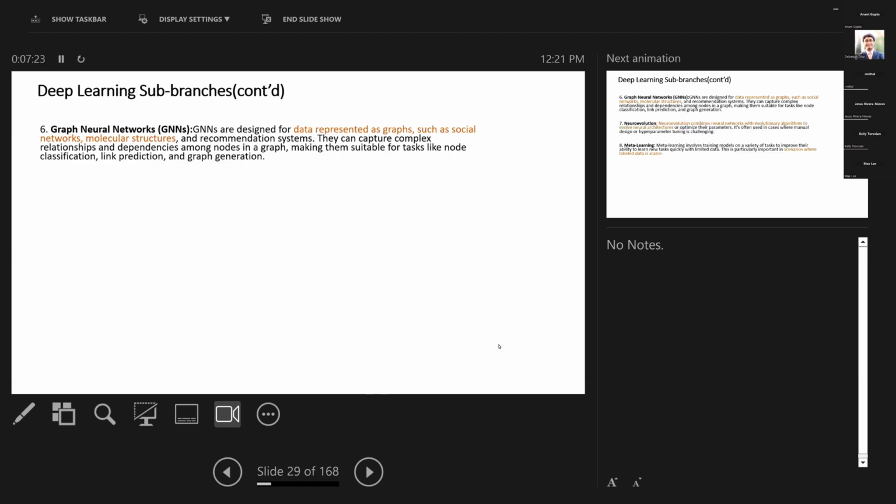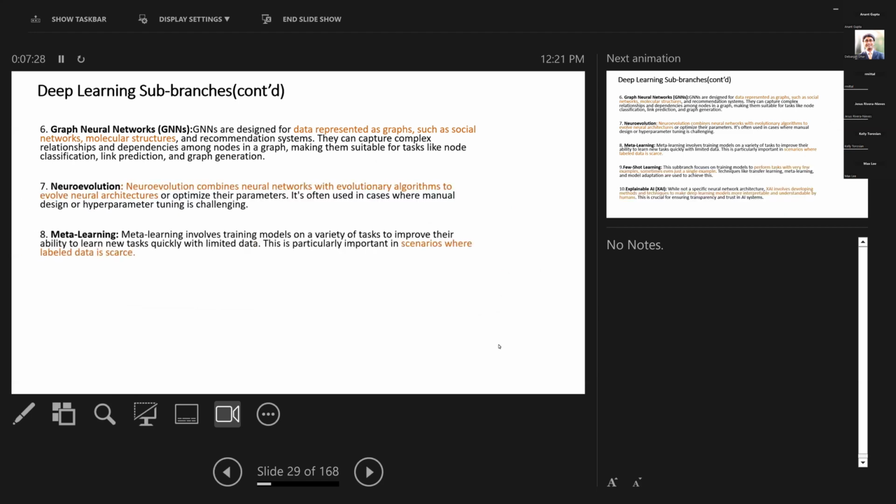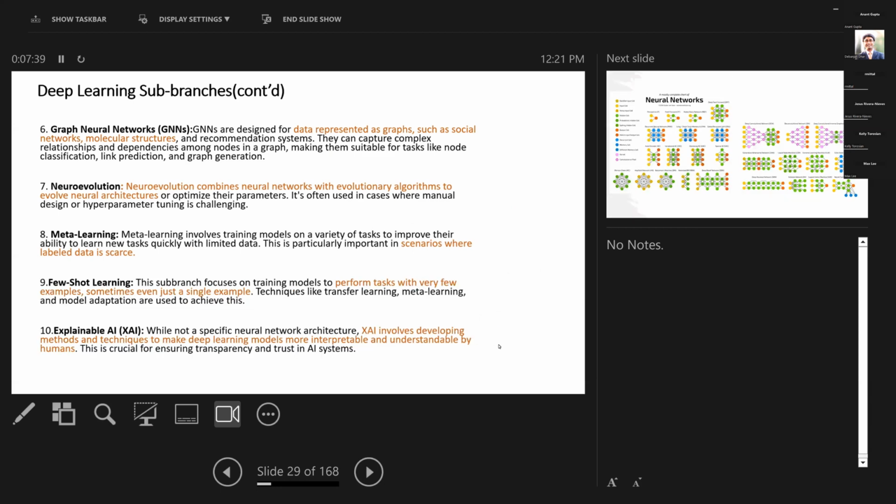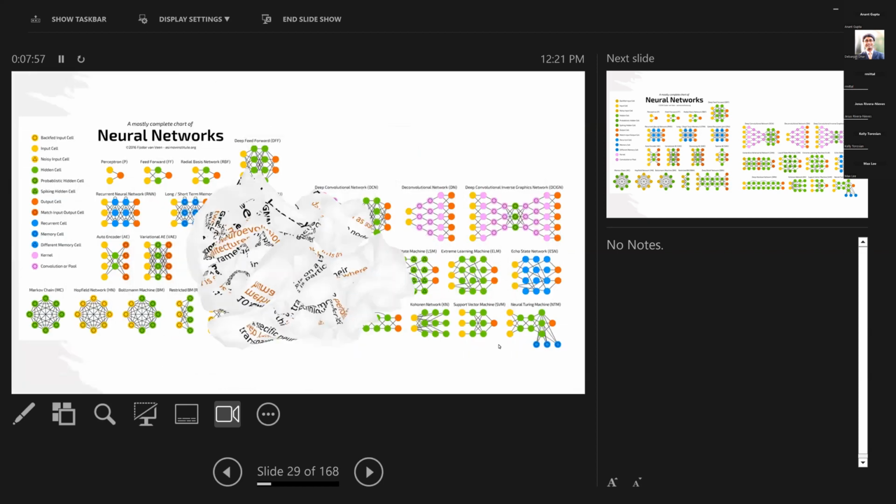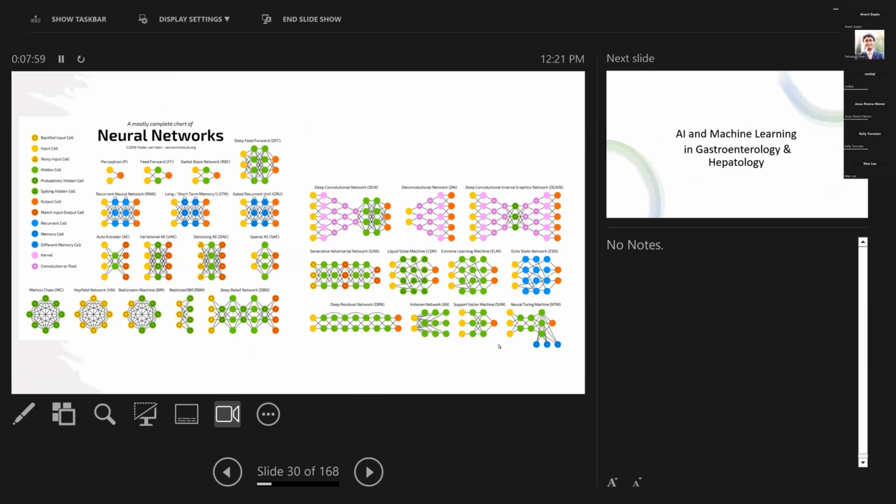Now, we have graph neural networks. They represent, for example, molecular structures or social networks. We have neuroevolution, where we combine neural networks with genetic algorithms. We have meta learning, where we don't have a lot of labeled data. We have few shot learning, when we have only a single example of a disease. And last but not least, we have explainable AI. It's not a specific neural network architecture, but it allows humans to understand what goes on within the neural network. And there are other neural networks that we're not going to talk about.